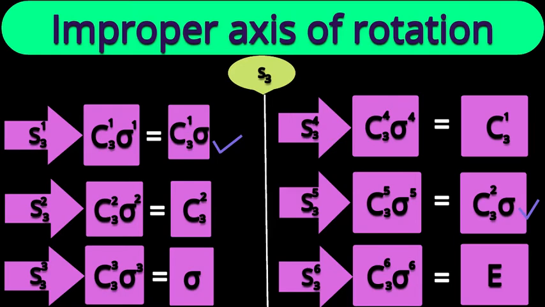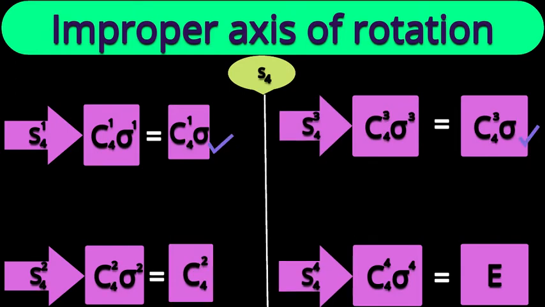Here our cycle completes. What are you finding? Who is playing the major role? The axis is playing the major role. See here, for S4, 4 are the possible operations till we reach the identity operation. Let us see one by one.